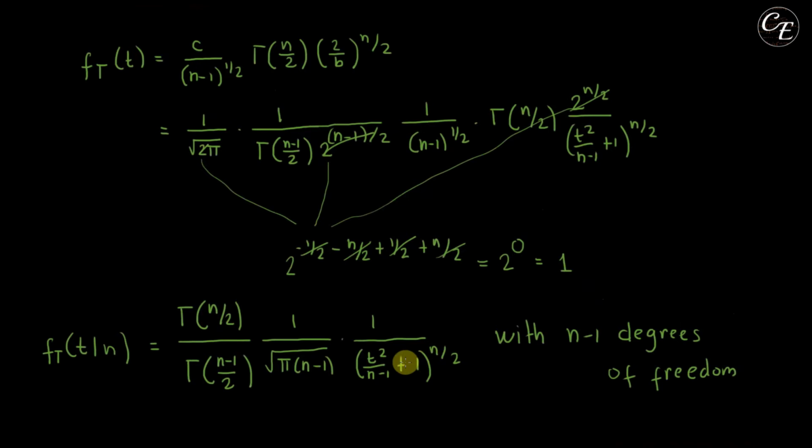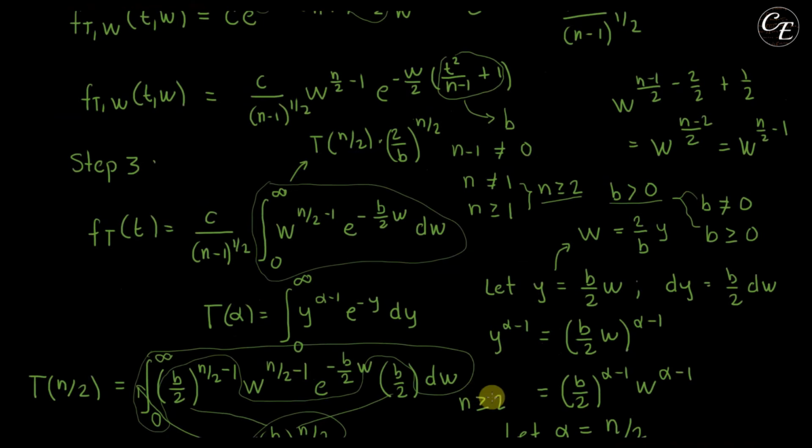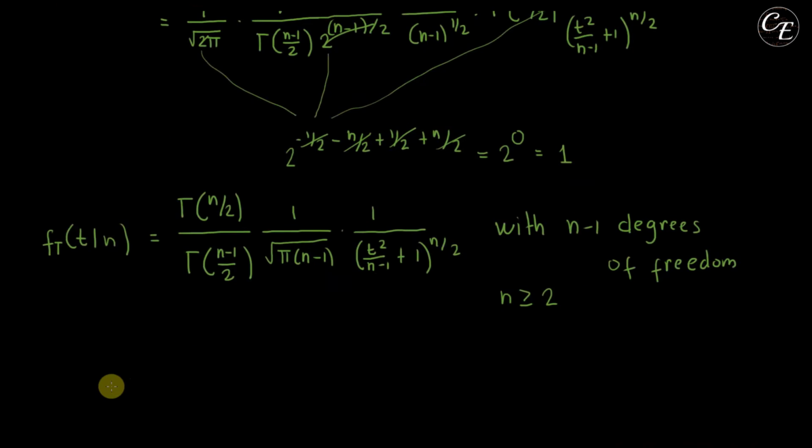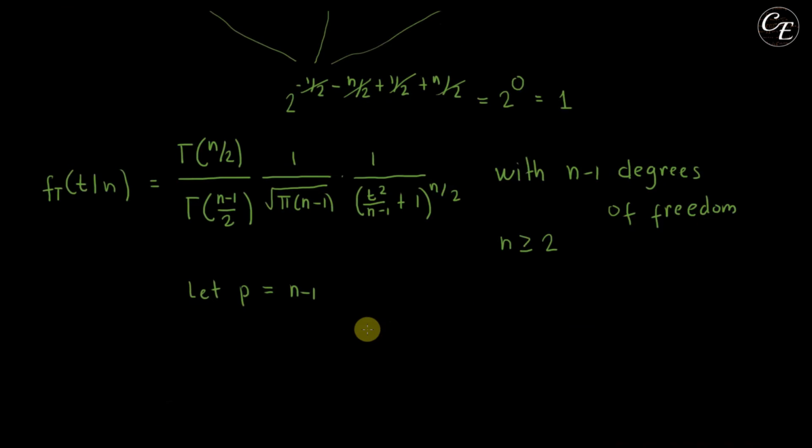Now we also need to put our condition, this n to be greater than or equal to 2. So we need to put here n should be greater than or equal to 2. Now we can express this PDF for t distribution in terms of the number of degrees of freedom as its parameter rather than its number of samples, so we can let p be equal to n minus 1, which is its degrees of freedom.